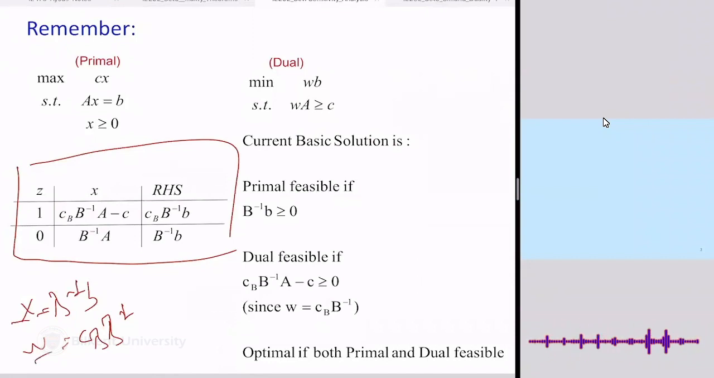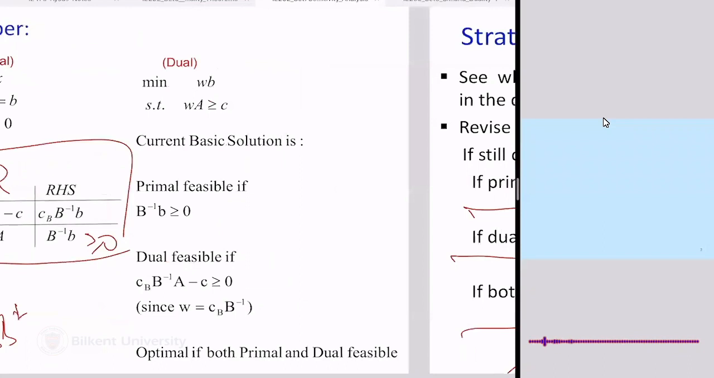We stop when this W becomes feasible in the primal simplex, and we stop when this X becomes feasible in the dual simplex, all right? Primal simplex assumes this is non-negative. Dual simplex assumes row 0 is non-negative. So based on the change and which part of the table changed, we're going to apply the appropriate simplex algorithm, okay? That is what's being written in here.